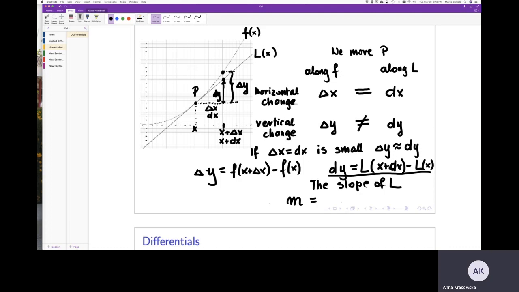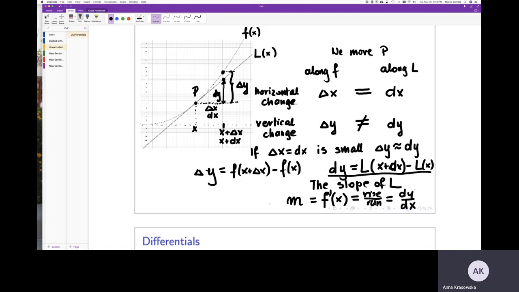It's the slope of the tangent line. So I hope we all remember that the slope of the tangent line is the geometric interpretation of the derivative. If we compute f prime of x, that's the slope of the tangent line. On the other hand, this is a slope of the line, so we already know that it will be rise over run. For our line L, it will be dy over dx.